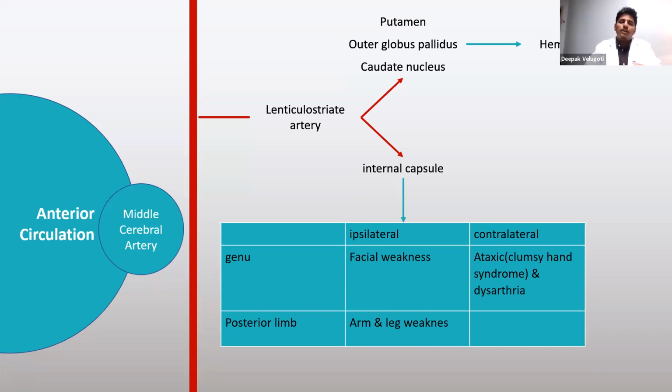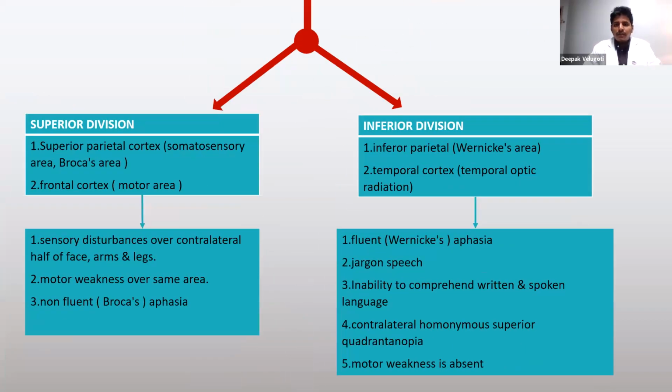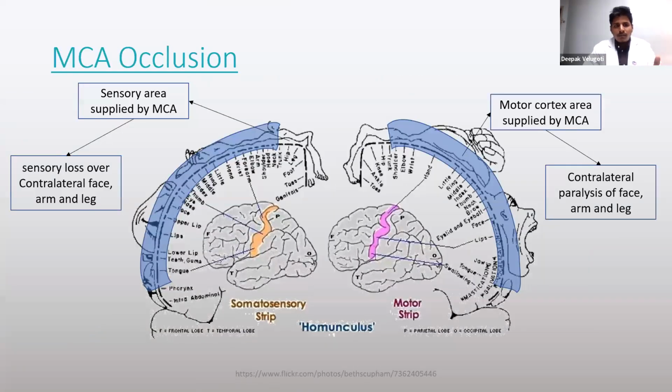The internal capsule has a topographic representation of the body. When the genu gets involved, the patient develops ipsilateral facial weakness and contralateral clumsy hand syndrome. In the case of posterior limb involvement, the patient develops ipsilateral arm and leg weakness. The artery branches into a superior division and an inferior division at the level of the sylvian fissure, and these branches supply the superior lateral surface of the brain. The superior division supplies the superior parietal cortex and the frontal area, and the inferior division supplies the parieto-temporal cortex. These symptoms occur collectively in case of infarction in the superior division or the inferior division. We'll discuss each area one by one.